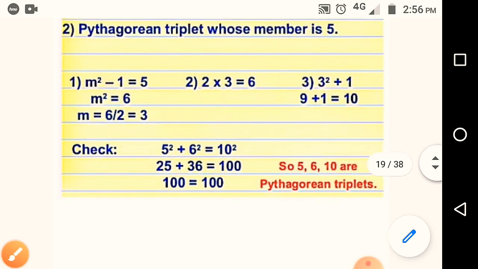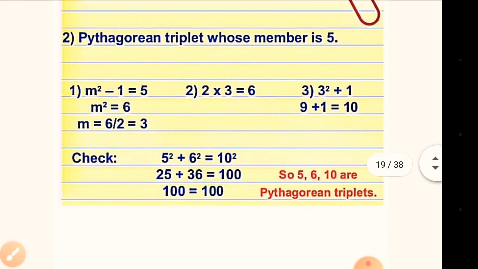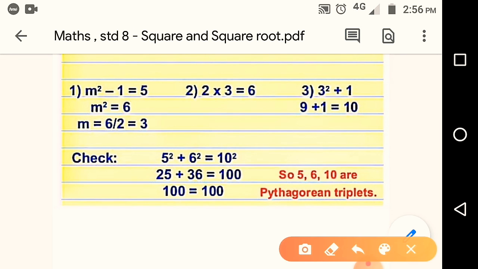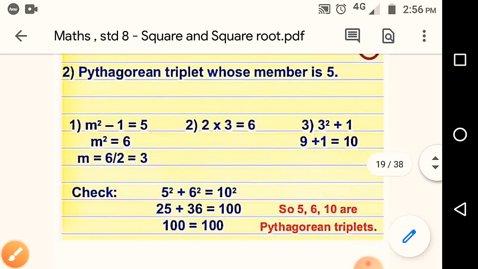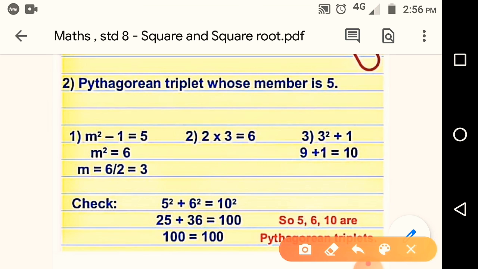Now another example is also there. One member is given 5. If you want to find out other member, see, one side of the triangle is given 5, so m square minus 1, okay, 5 is given. Okay, you can divide it by 2.